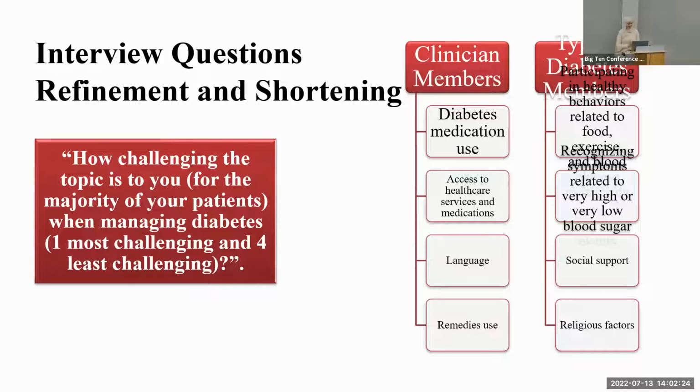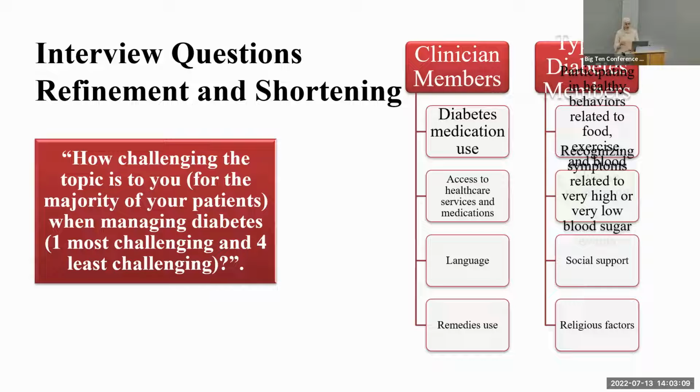So this is for the first activity within the second half of the meeting that we had. Since we had about 40 questions within the interview questions, and within these 40 questions, we had them under 8 domains, we wanted to make the activity easy for everyone in the group. So we also used another software online called Mentimeter to help us rank. First, we had each group rank 4 of these domains according to the question, how challenging the topic is to you when managing diabetes. One is the most challenging, 4 is the least challenging.